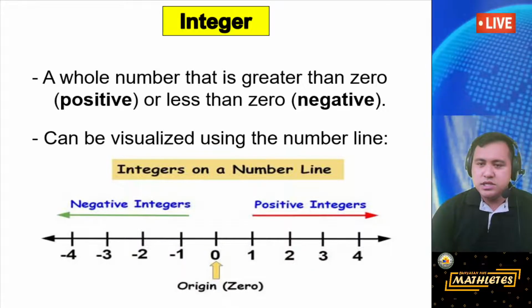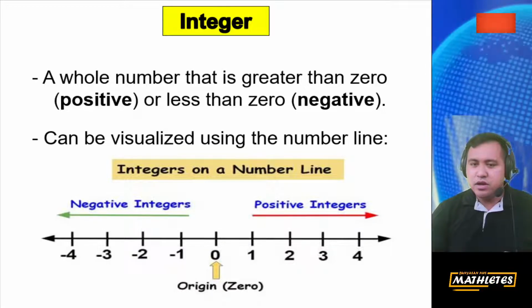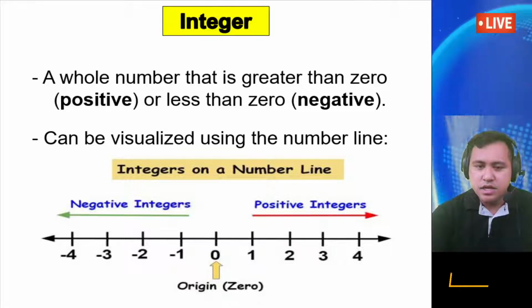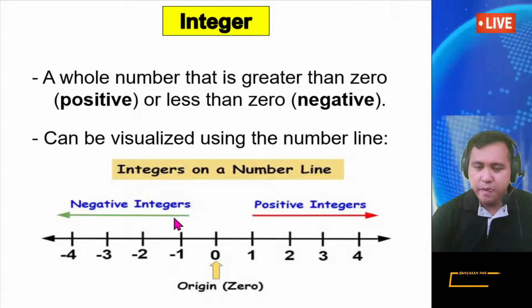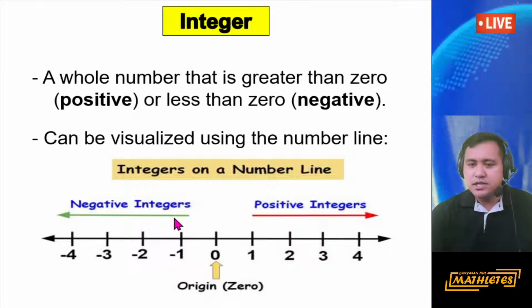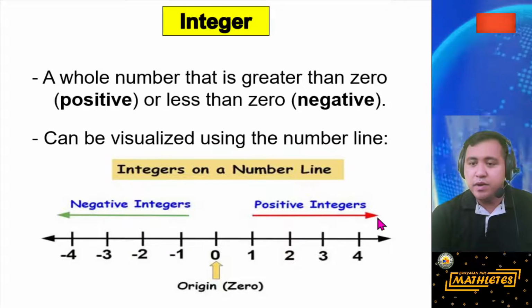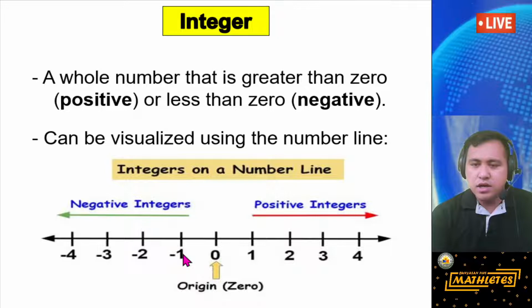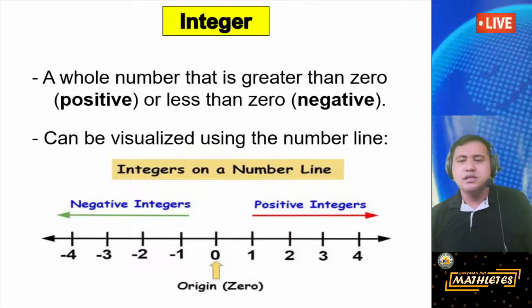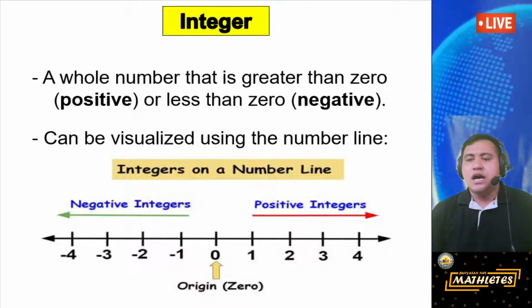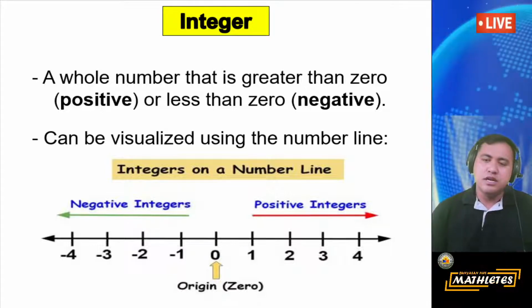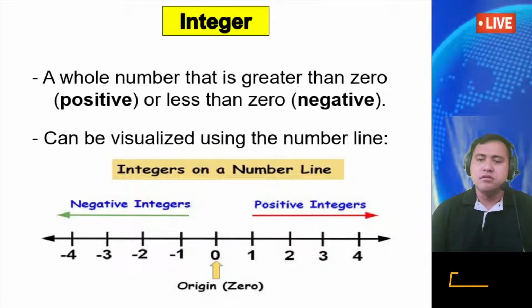As we observe in our number line, makita nato nga ang tanang number nga naa sa right side sa atong 0 are all positive integers. Ang tanan number nga naa sa left side or less than 0 are what we call the negative integers.